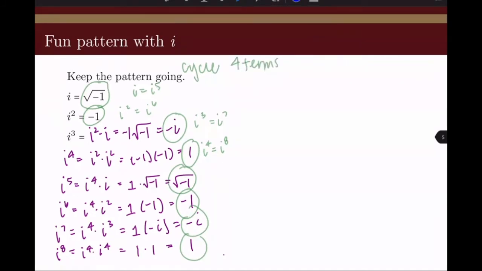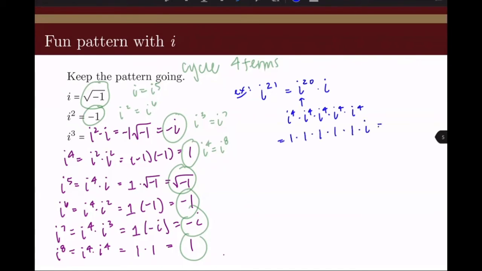We can use this to solve problems with i that has very long exponents. For example, if I had i to the 21, I know that this is equal to i to the 20th times i. Well, i to the 20th, you could simplify that to a bunch of i to the 4ths, right? I believe 5 times, because 4 times 5 is 20. So this is now just equal to 1 times 1 times 1 times 1 times 1 times i, which is i.